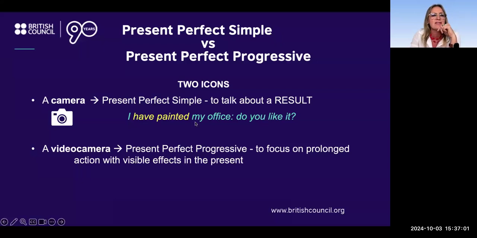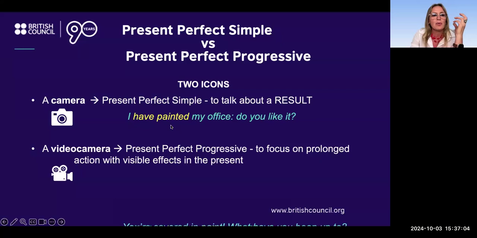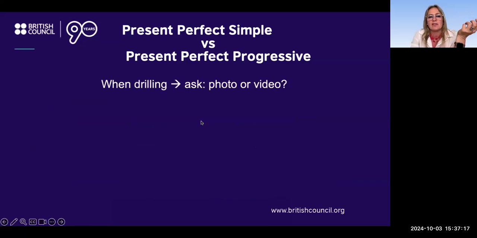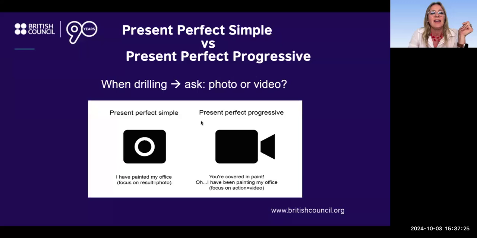The typical context in our grammar books is something like, you're covered in paint. What have you been up to? And the answer would be, oh, I've been painting my office. And in this case, when I'm drilling these tenses with my students, what I simply ask is, is it a photo or is it a video that you're talking about? And they immediately know the answer because it is associated with a concept that is readily available in their minds. They don't have to think about grammar rules. So it's just two easy concepts to remember.